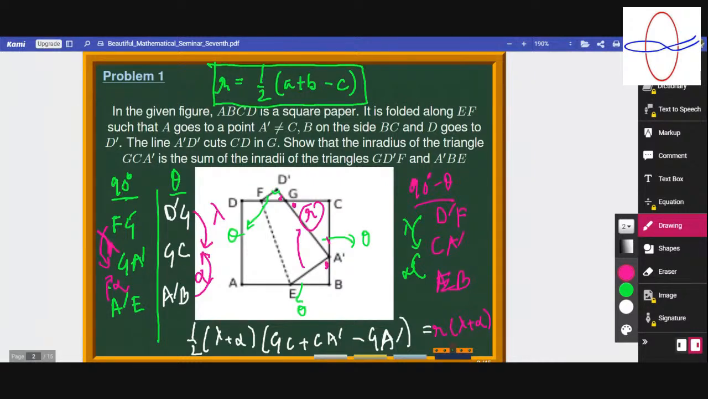Yeah, but that's not a good idea. I mean, bashing is not a good idea, because you can see something really elegant coming over here: lambda plus alpha. That is so interesting, because it's coming out in a much more elegant format. So that's the reason I'm focusing on it.